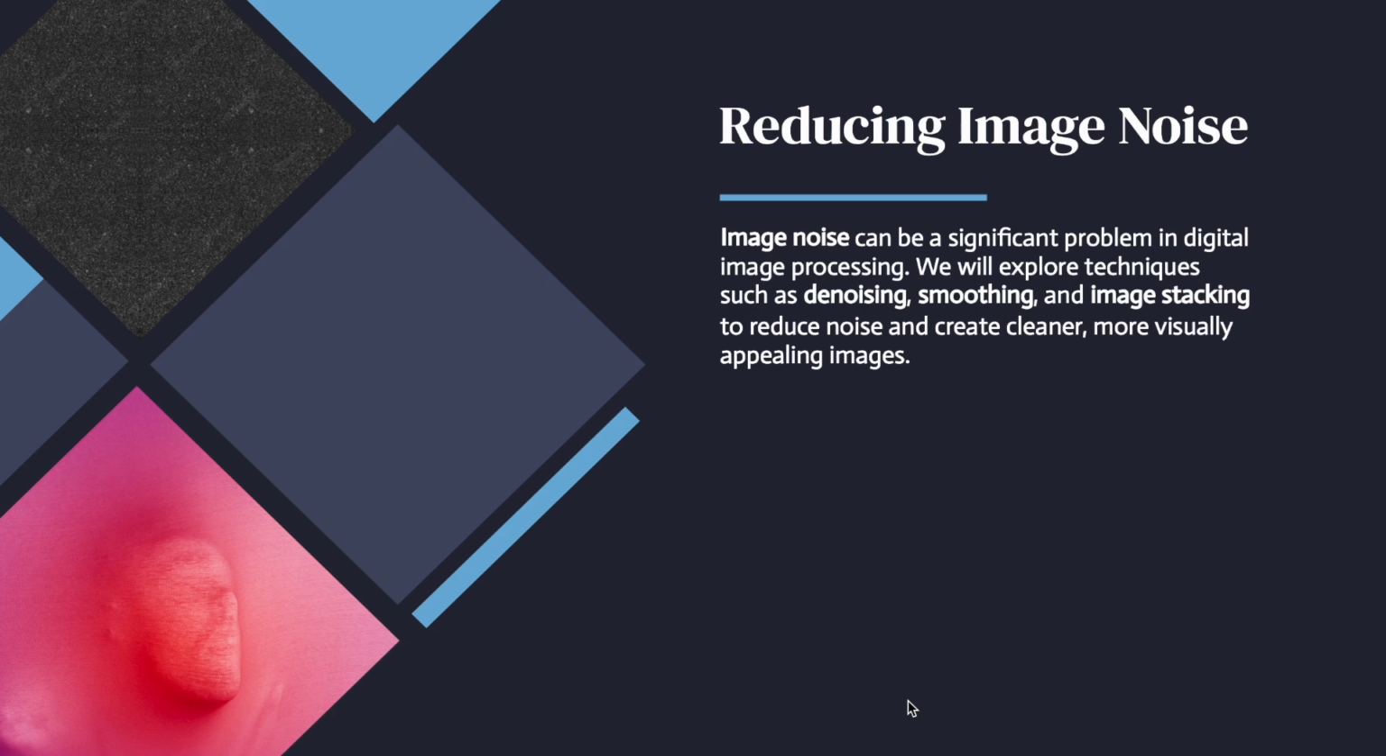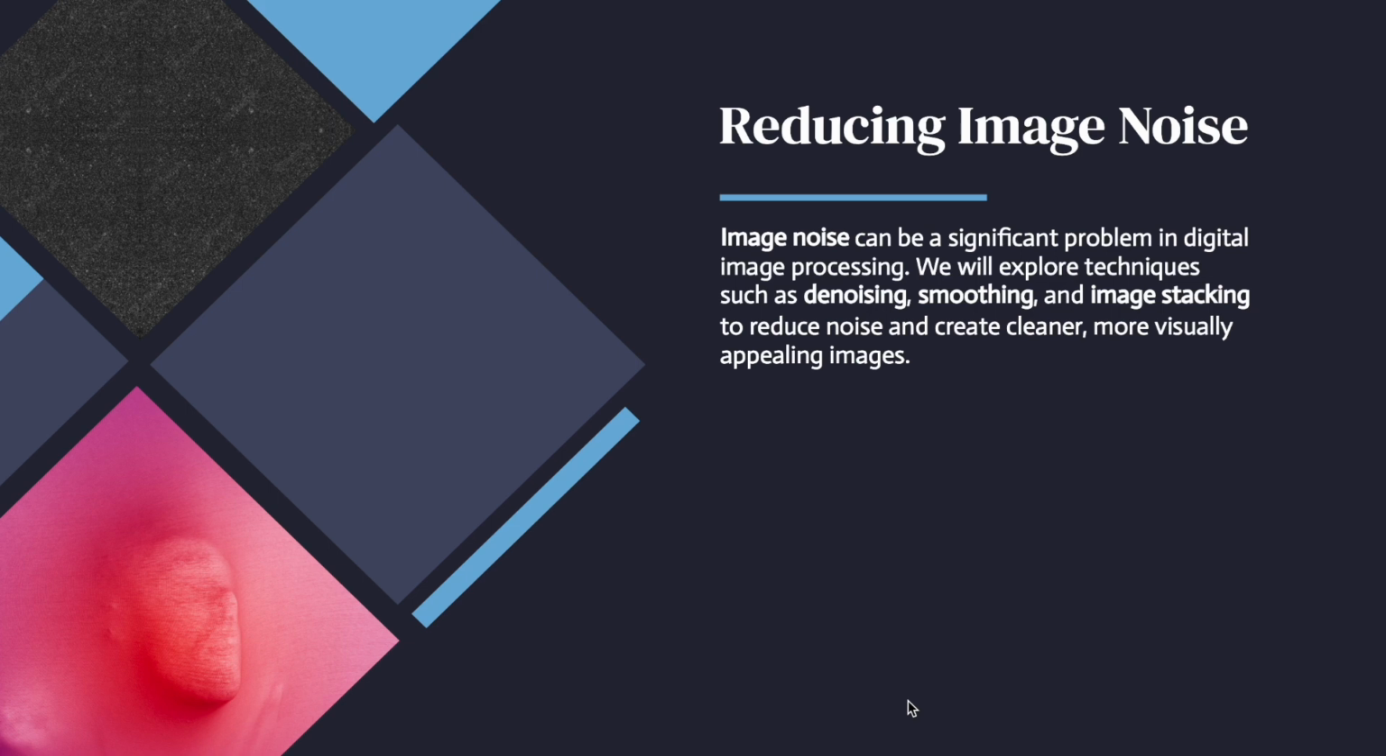First, smoothing filters. This technique involves applying a filter to an image to reduce high frequency noise. Common smoothing filters include the Gaussian filter, median filter, and the bilateral filter. These filters work by averaging or smoothing the pixel values in an image, which can reduce the impact of the noise. Second, image stacking. This technique involves capturing multiple images of the same scene and then combining them to reduce noise.